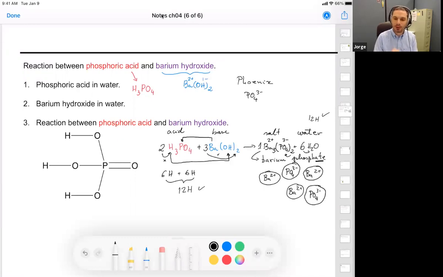Remember, the only 2 products possible in this kind of reactions are salt and water. Pay attention to the charges. Make sure you have the correct formula of the reagents, make sure you cross the charges when you form the salt, and then the final step would be to balance out the reaction.